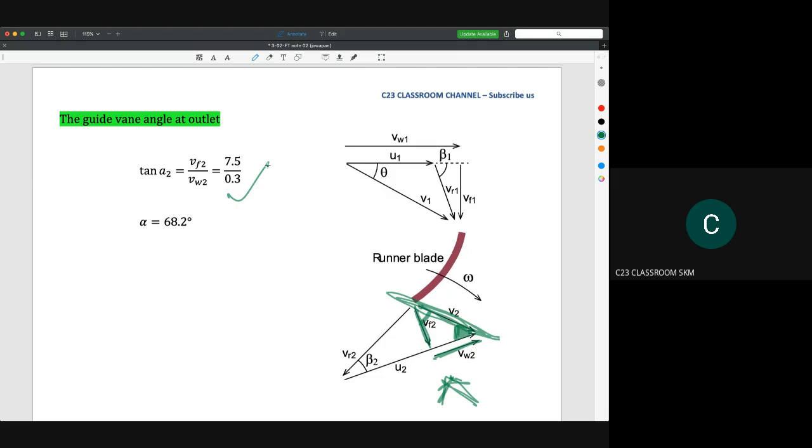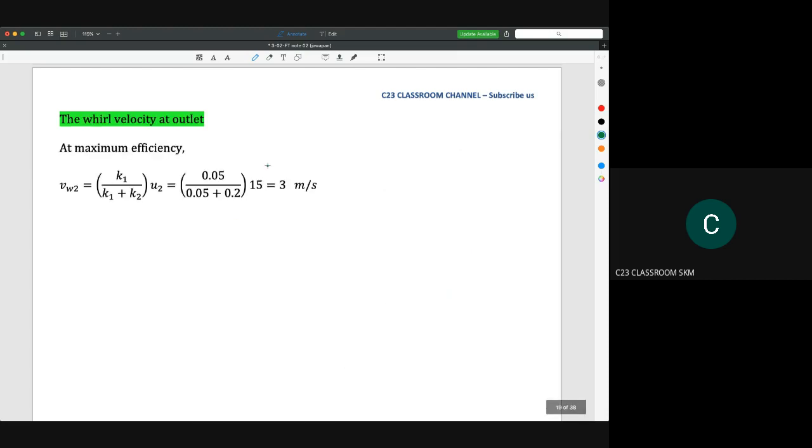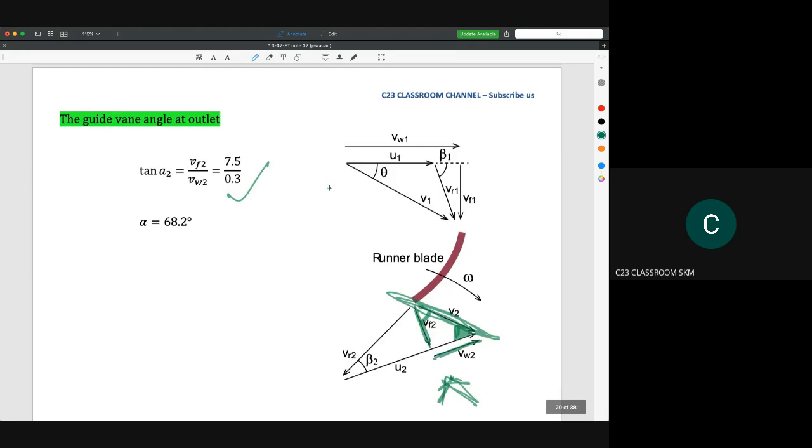Okay, this is 3 meters per second. I'm sorry, so this is 3 meters per second. I hope you could make a correction of this value, but the equation is correct.